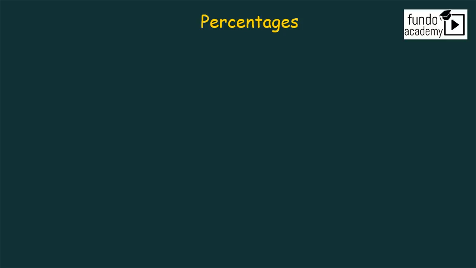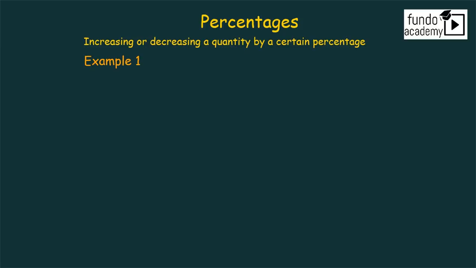In this video we want to look at increasing or decreasing a quantity by a certain percentage. So we have two examples for this. We're starting with example 1, in which we want to increase 210 liters by 5%. I want you to maybe try this one out in just 1 or 2 minutes. So you may pause the video at this moment and start working on this one.